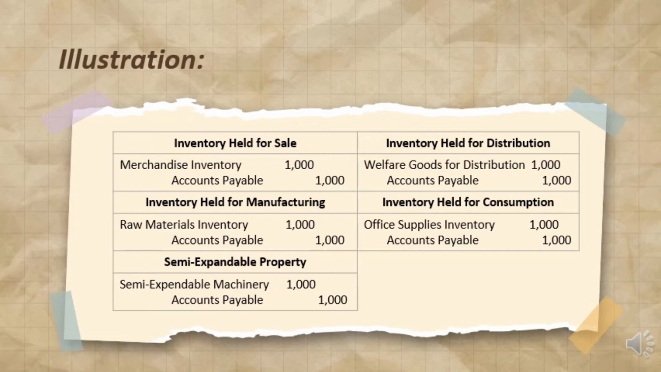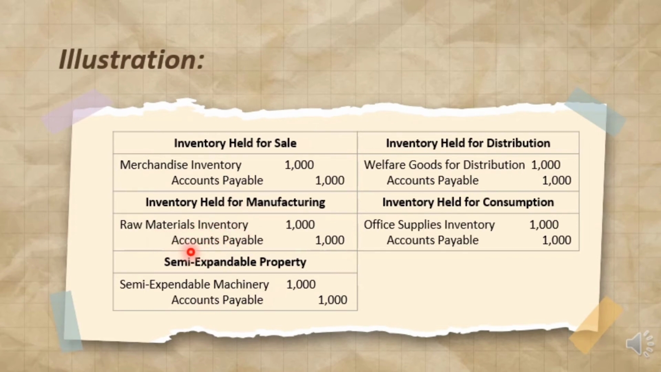Okay, so on page 192 in our book, there is an illustration relating to the acquisition of inventory for 1,000 on account. So our journal entry for that, when that inventory is held for sale, we have to debit merchandise inventory 1,000, credit accounts payable 1,000. When it is inventory held for manufacturing, we have to debit raw materials inventory 1,000, and then credit accounts payable 1,000.